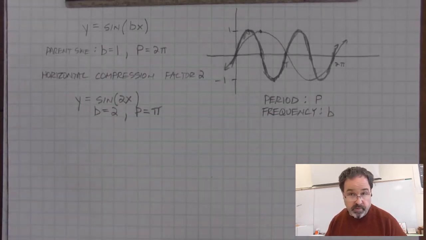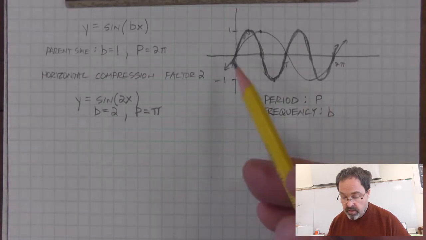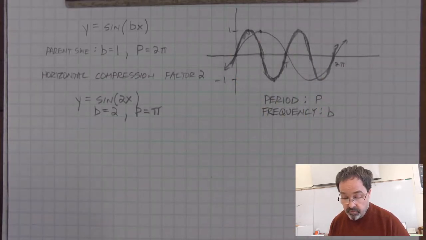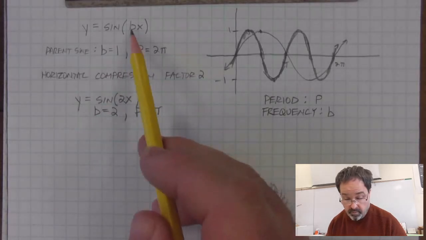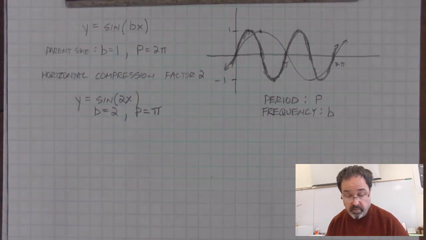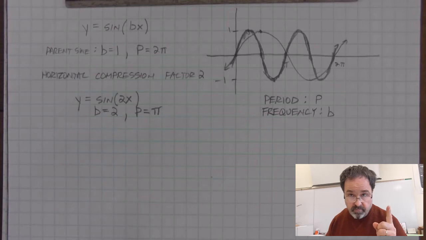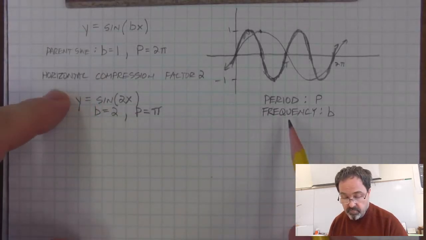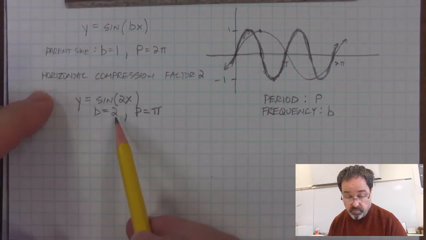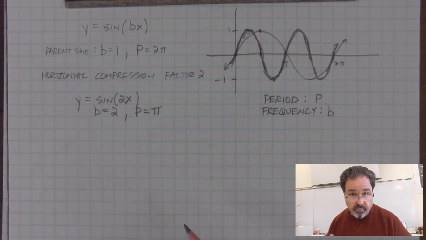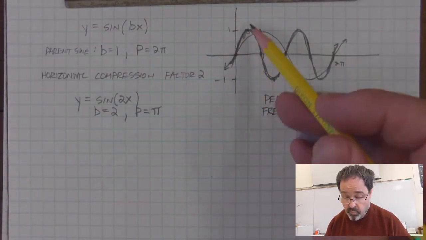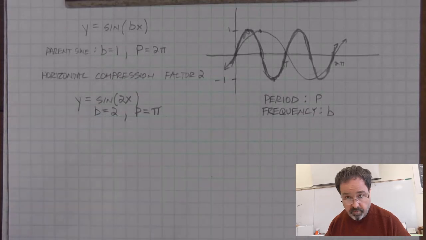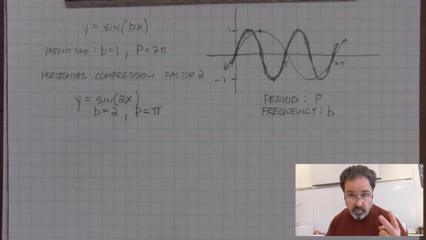We call it frequency because we can think like this. Parent sine has a frequency of 1, a B value of 1. We could think, how frequently does one period happen in the space of 2 pi? It happens once. The frequency of this transformed equation is 2. We could think, how frequently does the wave happen in the space of 2 pi? Twice.